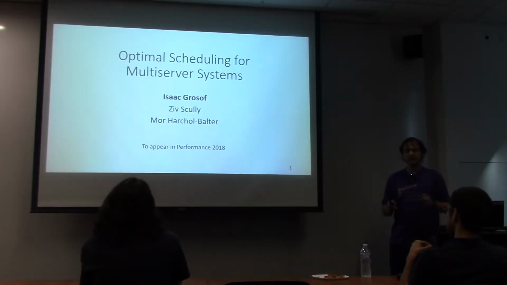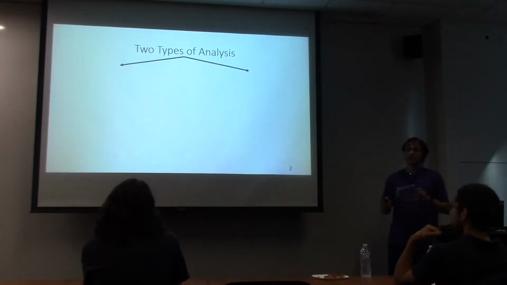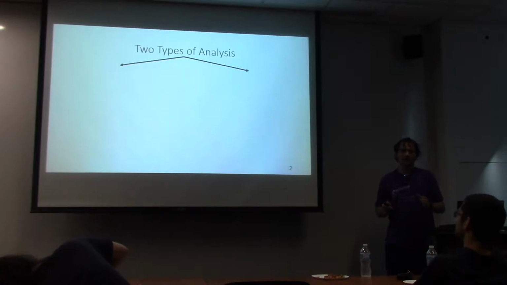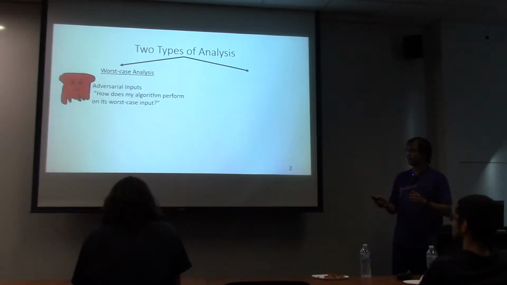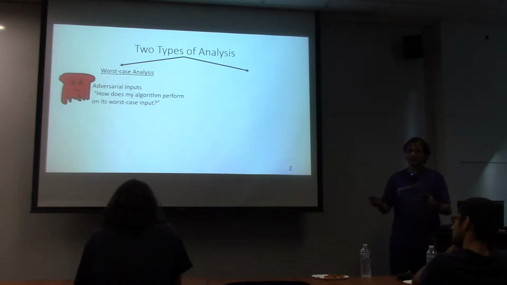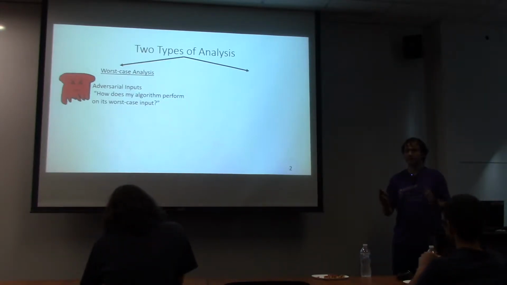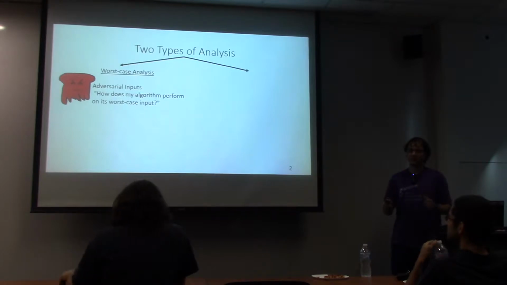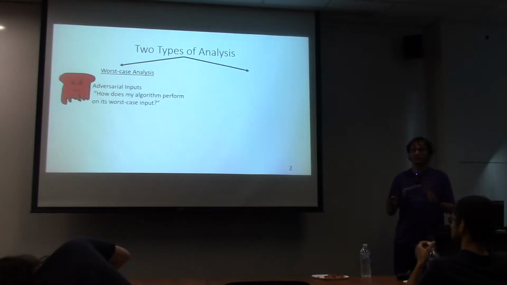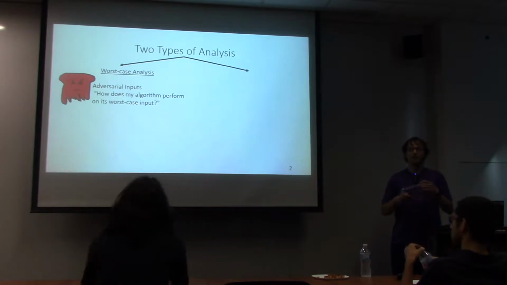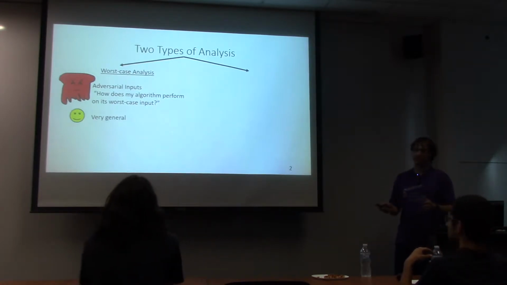Before I get into that, I want to talk to you about two different kinds of analysis. One kind is worst-case analysis. So in this setting, we think of having adversarial inputs. There's some big bad adversary, and they send us inputs, and it's going to be whatever's the worst for our algorithm. And the question we're always answering is, how does my algorithm perform on its worst-case inputs? Now, there's something really good about this kind of analysis. If we can prove something about the worst-case input, then that's true about every input. So it's a very general form of analysis.